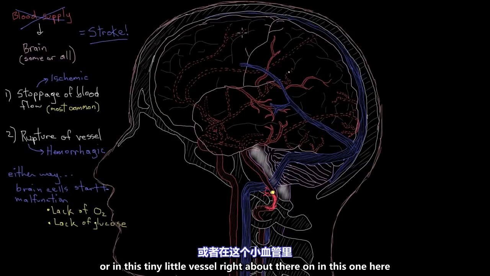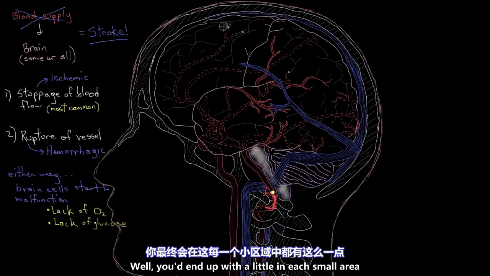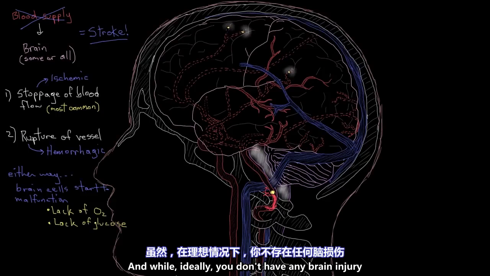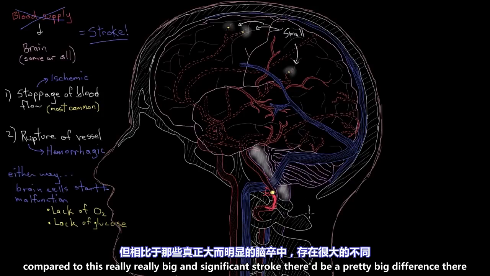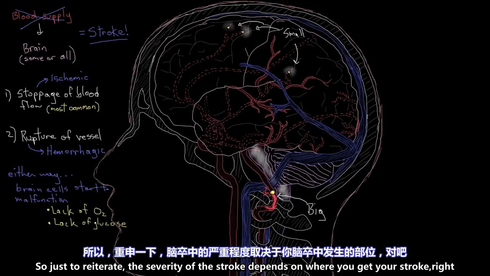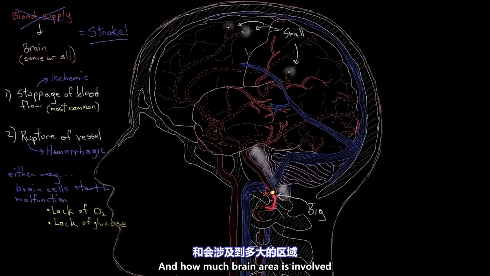In contrast, if you got a clot, let's say in this tiny little vessel here, or in this tiny little vessel right about there, or in this one here, then how much brain injury would you end up with? Well, you'd end up with a little in each small area, and while ideally you don't have any brain injury, the sort of functional disability that you'd suffer if you had these small strokes compared to this really, really big and significant stroke, there would be a pretty big difference there. So just to reiterate, the severity of the stroke depends on where you get your stroke, right? So again, you don't want to have it in your brainstem, and how much brain area is involved.